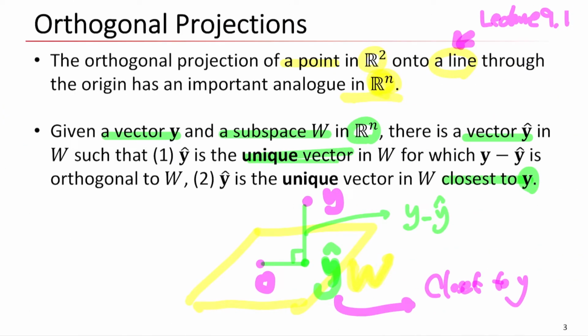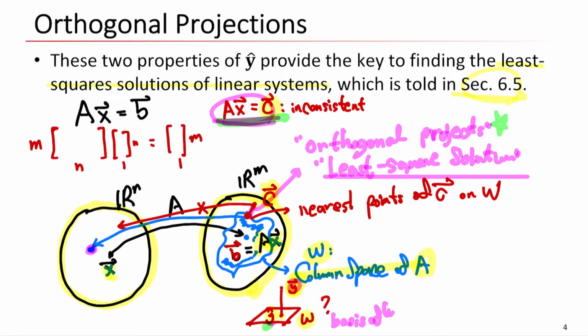So what was the orthogonal projection? It means that we have the subspace W here, and we have an arbitrary vector y here. Then what we want to do is to find y hat, which is the unique vector in W such that y minus y hat is orthogonal to W, as you can see here, and y hat is the closest to y. So in this case, y hat is called the orthogonal projection of y onto the W space, right?